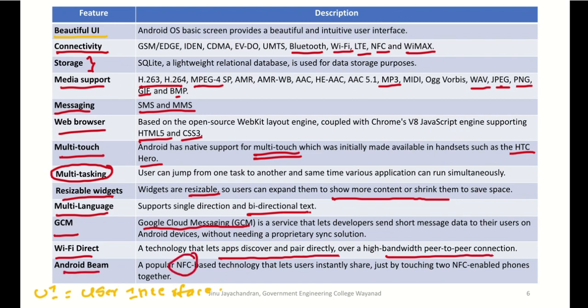NFC, as I told earlier, is basically near field communication technology, where if your mobile is in the vicinity of the field of communication, then you can always exchange messages. So these are the features which enable Android to be one of the best operating systems in the world.